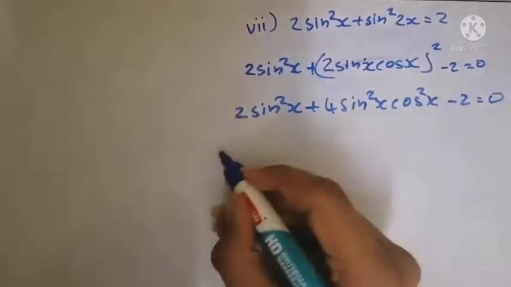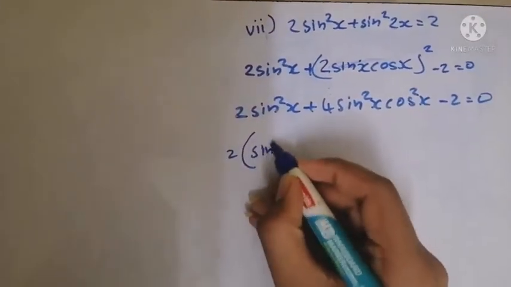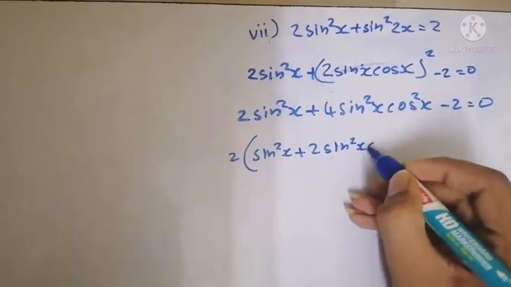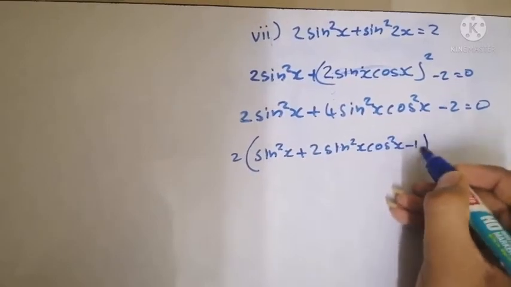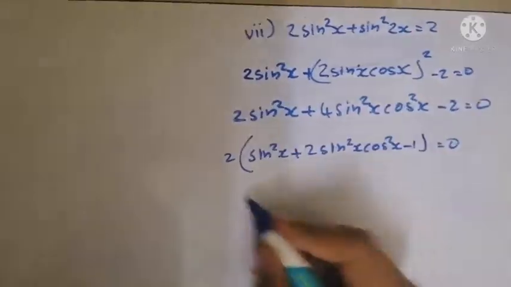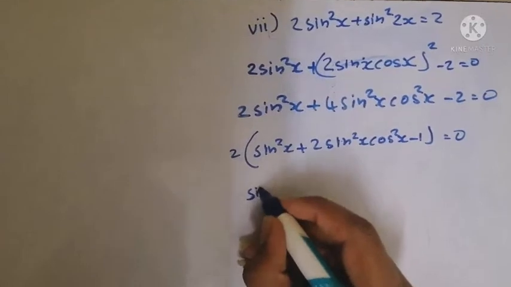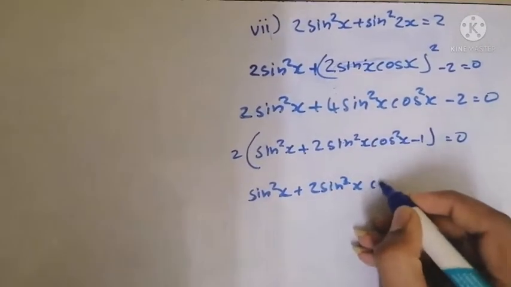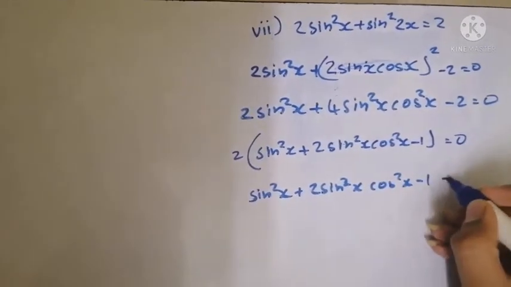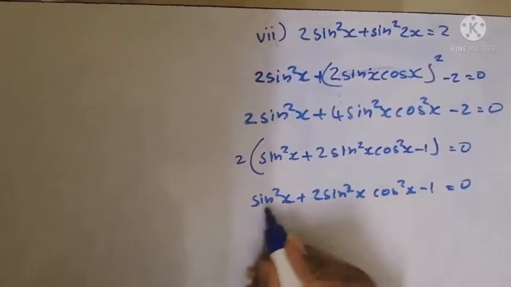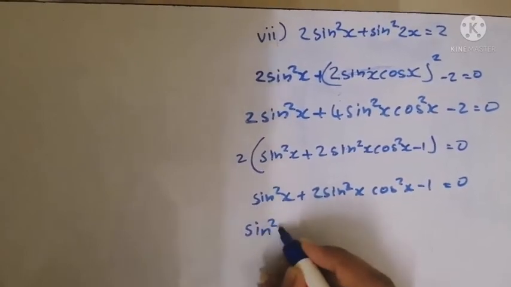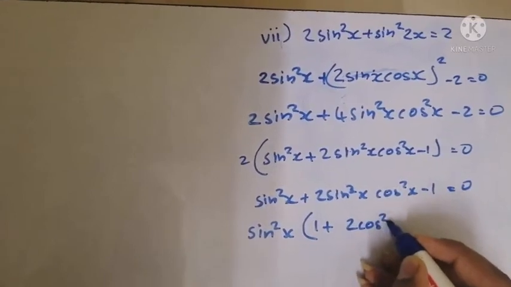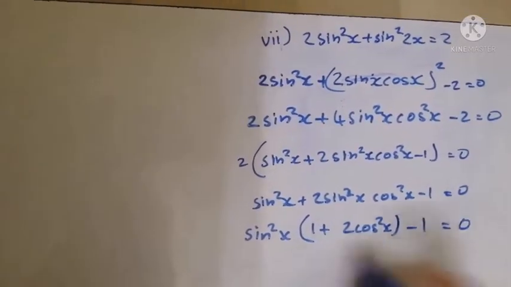By seeing this, we can take 2 common. So sin square x plus 2 sin square x cos square x minus 1 equals 0. Transferring to the other side, the 2 will cancel. So now we can take sin square x common: sin square x (1 plus 2 cos square x minus 1) equals 0.